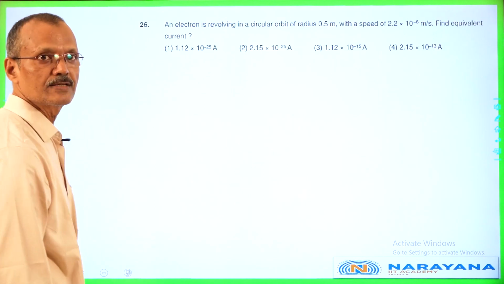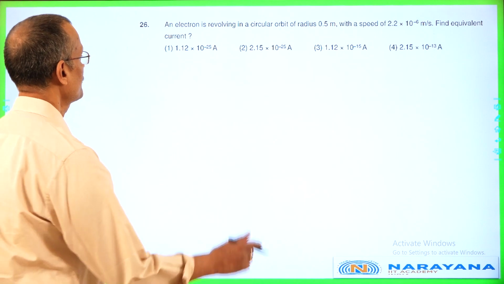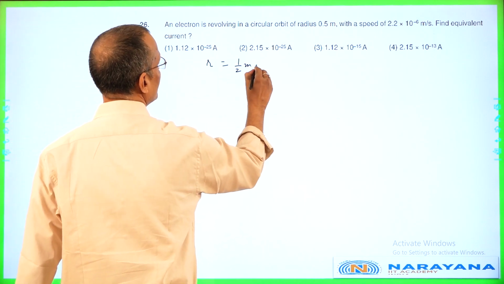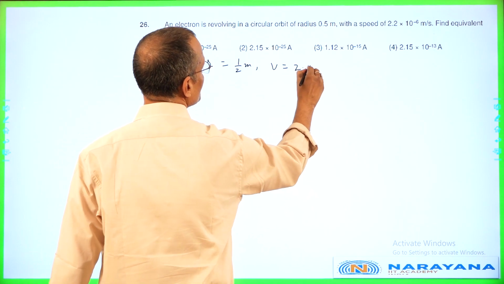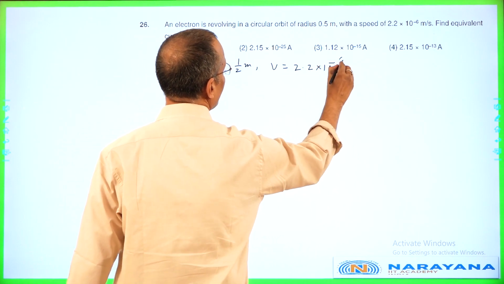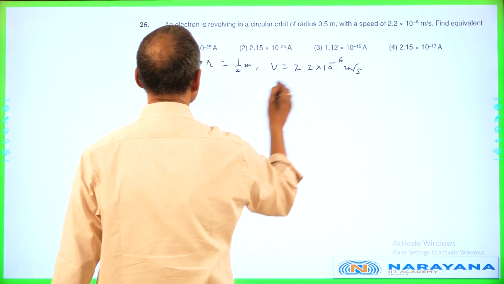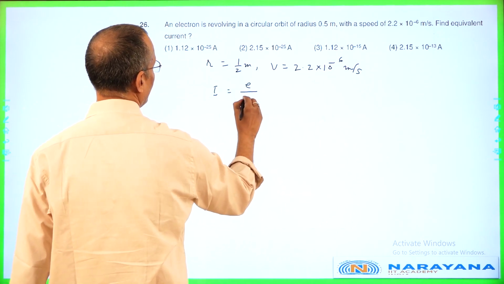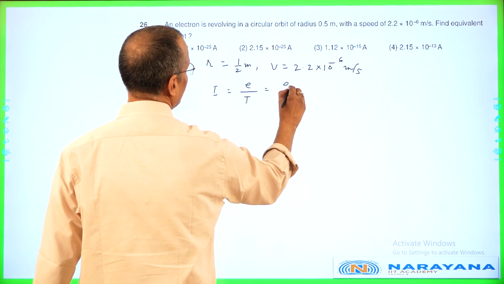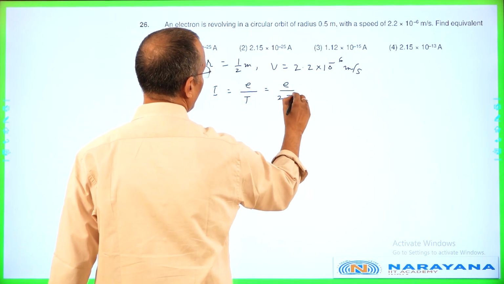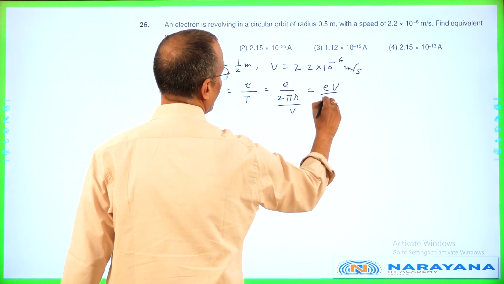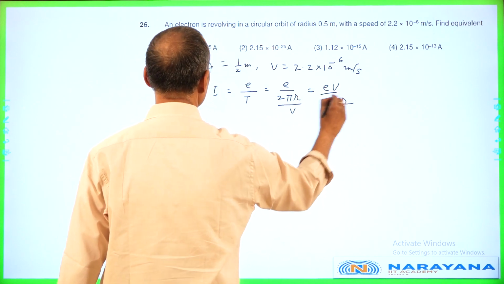An electron is revolving in a circular orbit of radius half meter. Speed they have given you 2.2 into 10 to the power minus 6 meter per second. They are asking you current. Current is E by T, E by 2 pi r by V. So this is E V by 2 pi r.